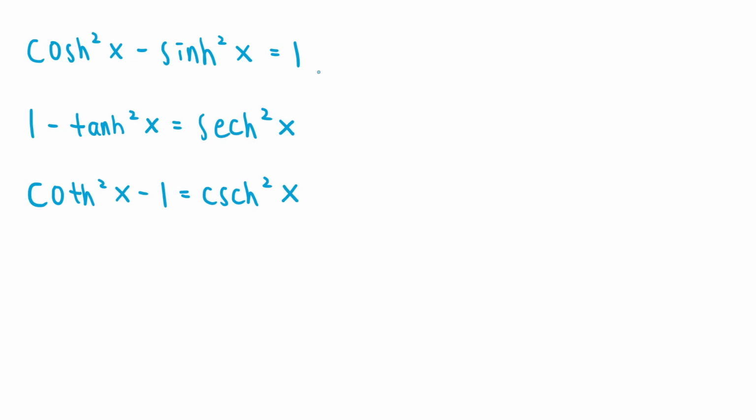So to recap, the 3 hyperbolic identities introduced were cosh squared of x minus sinh squared of x equals 1, 1 minus tanh squared of x equals sech squared of x, and coth squared of x minus 1 equals cosech squared of x. The first one was proven using the definitions of sinh of x and cosh of x in terms of exponential functions, and the other two were proved using the first identity.